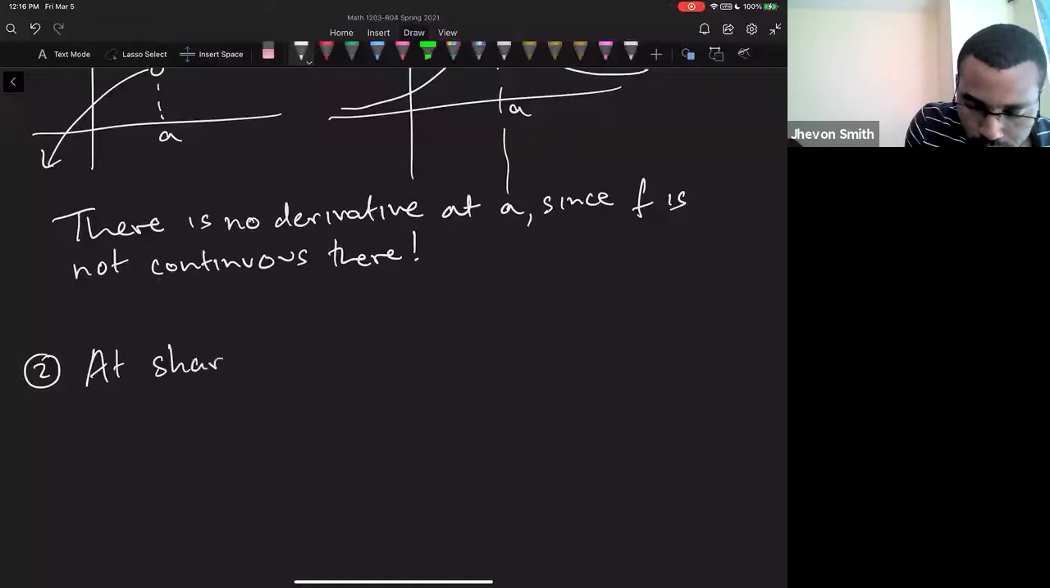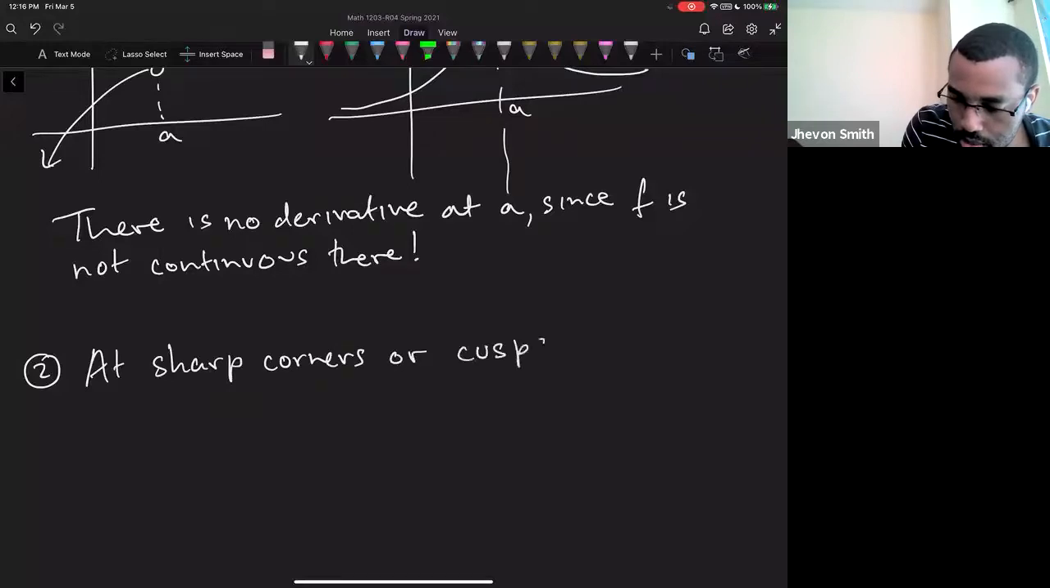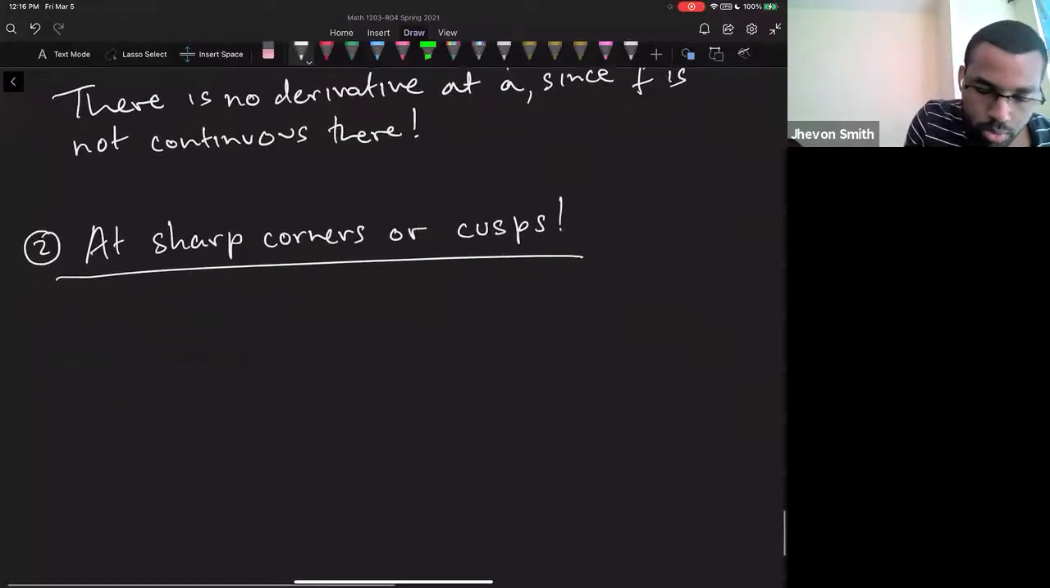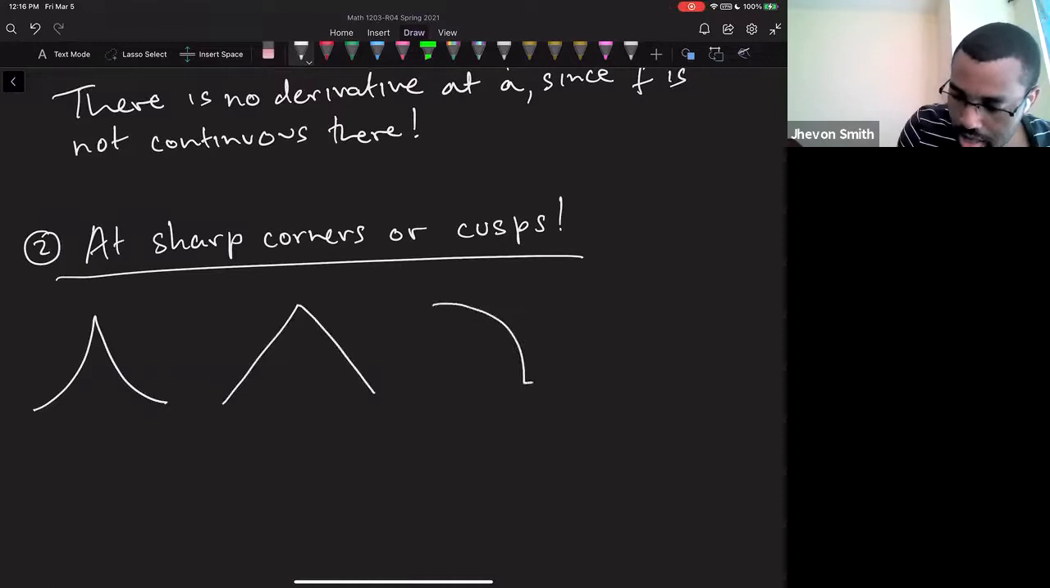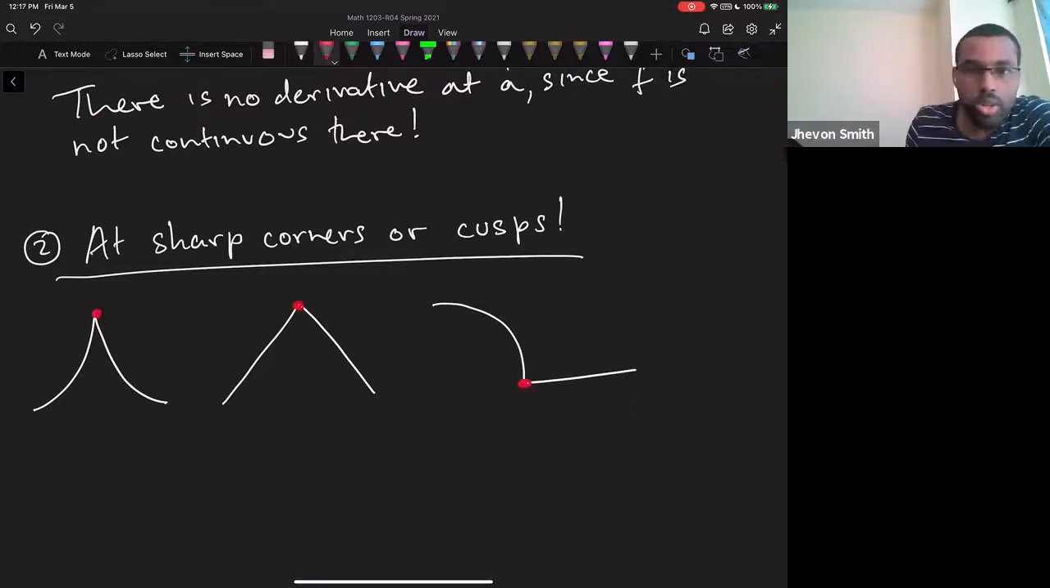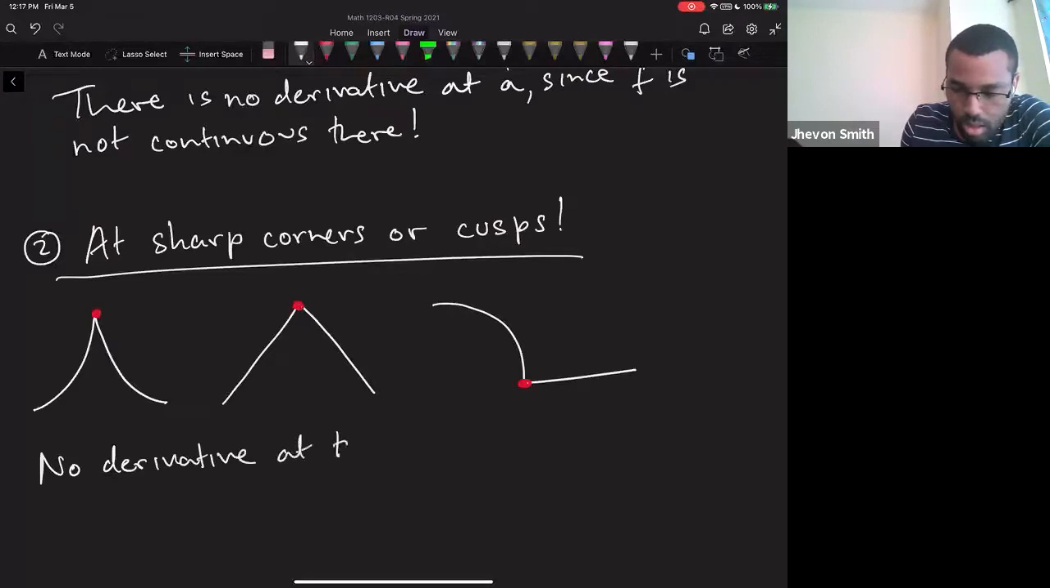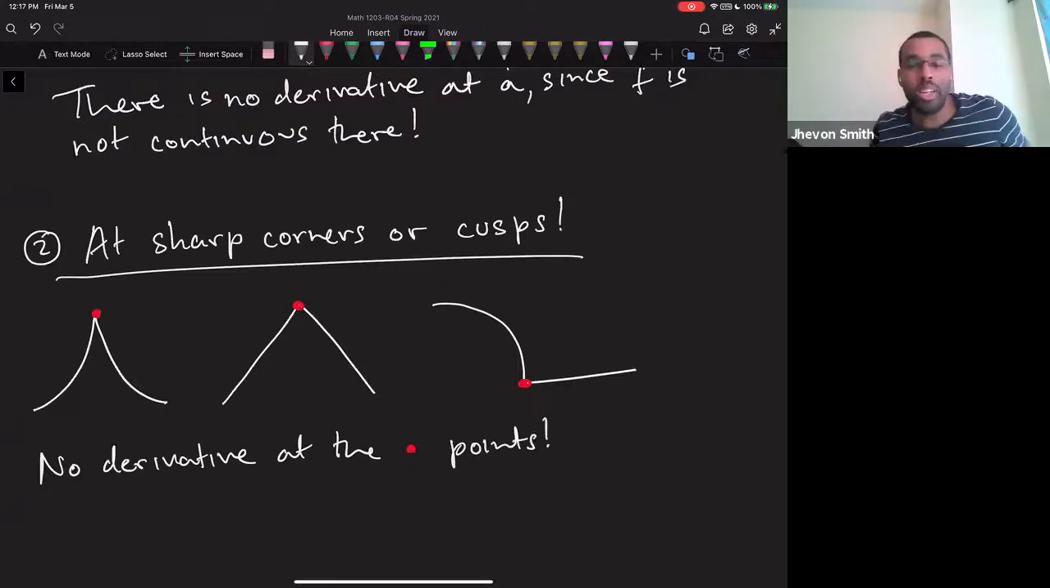at sharp corners or cusps. So if you have something like this, or this, or that, or anything of that sort, right? Like boom, boom, boom, no derivative at the red points. Because it's a sharp corner.